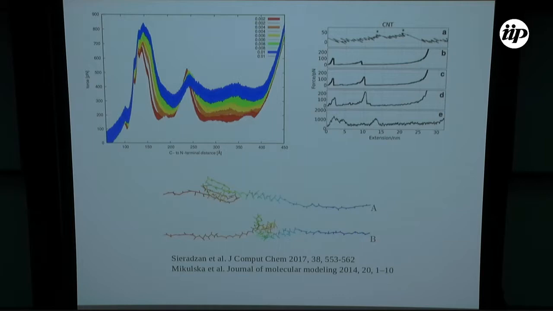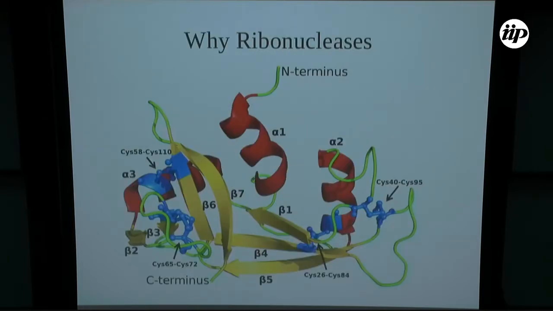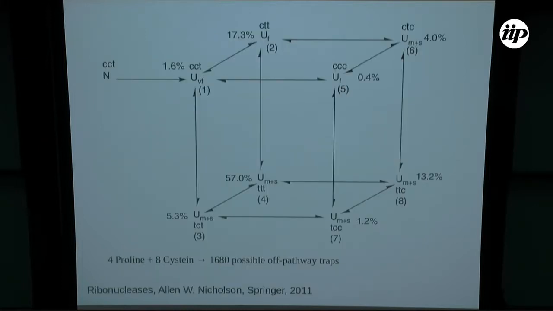So why we choose ribonucleases? Ribonucleases are one of the most studied proteins. It has a beautiful structure with a lot of helices, a lot of beta sheets, 4 disulfide bonds, and 2 prolines in cis configuration.